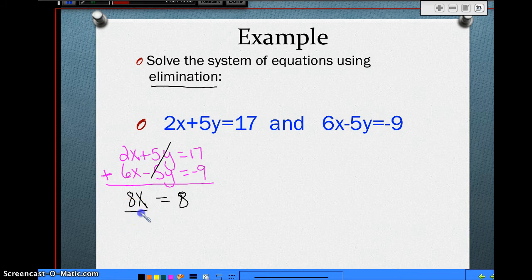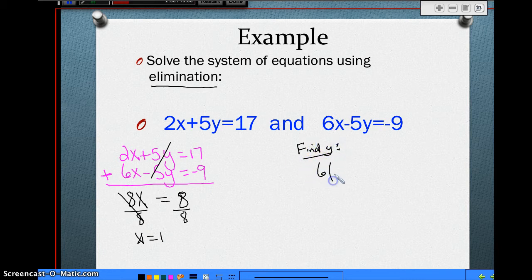Okay, divide both sides by 8, and we get x is equal to 1. So now, once you've figured out one of the variables, it doesn't matter which one you figure out first, you're going to substitute that answer back into one of the original equations. I'll just go ahead and do it on the second one, so we can find y.